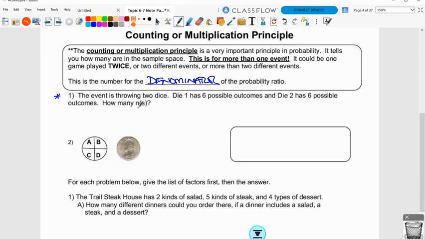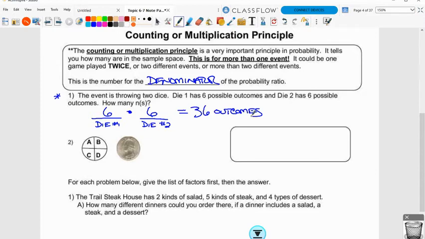So instead of making a tree and then listing out all of the possibilities, we're going to figure it out by using the counting principle, also known as the multiplication principle. So what we need to do for die number 1 and die number 2 is list how many outcomes there are for each. Die 1 has 6 possible outcomes, and die 2 also has 6 possible outcomes. To get the total number of outcomes, well, this is called the counting or multiplication principle. You multiply these numbers together. 6 times 6 means that there are 36 outcomes possible when you roll 2 dice.